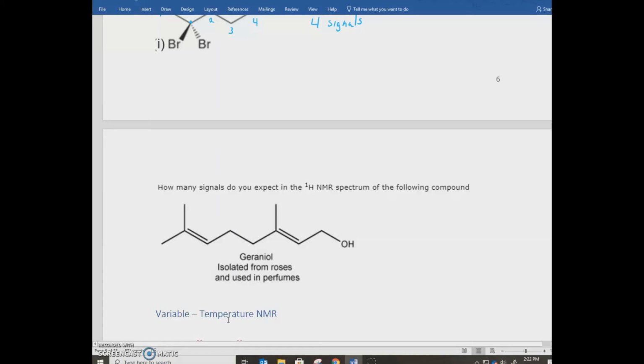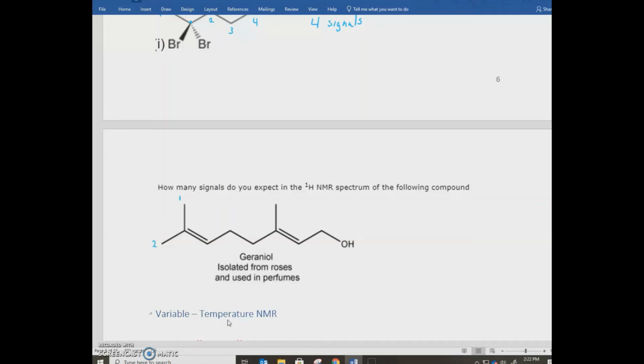So how many signals do you expect to come from this compound? And this one's a little tricky because we've got this double bond here. The signal from these 3 protons will be different from those 3 protons, because these are cis, and that's a trans. The number 2 there is a trans.